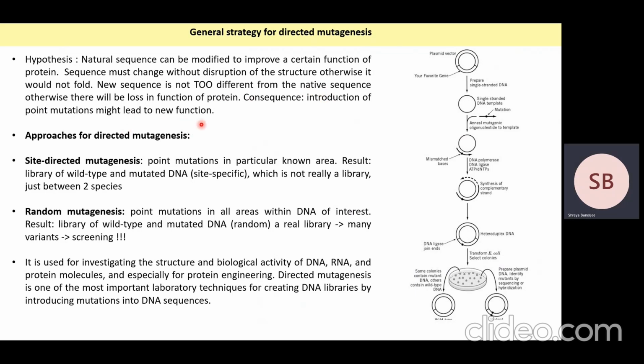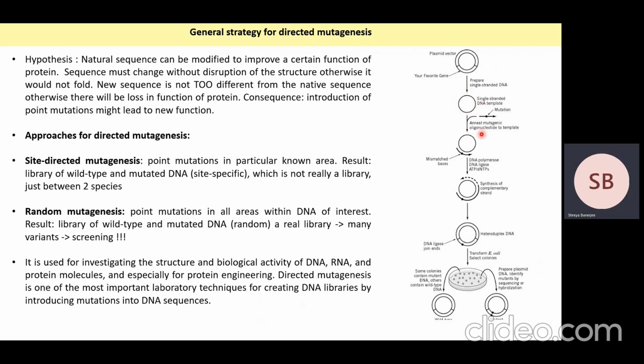Now that is directed mutagenesis, where only those few amino acids will be changed. Now it can be a site-directed mutagenesis, where point mutations are occurring in only a particular known area. So what happens is that you take the plasmid vector, and from that the single strand DNA template is produced.